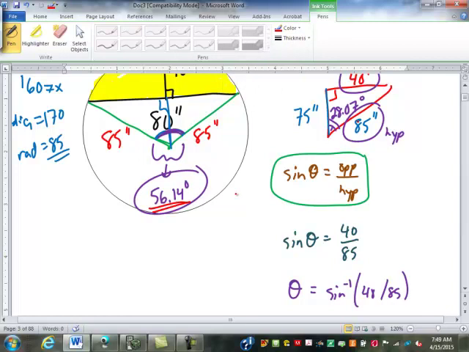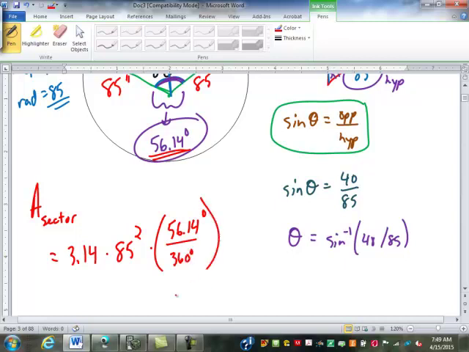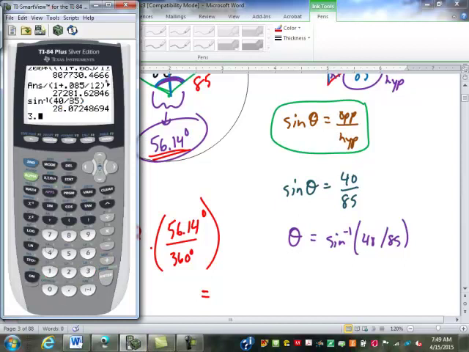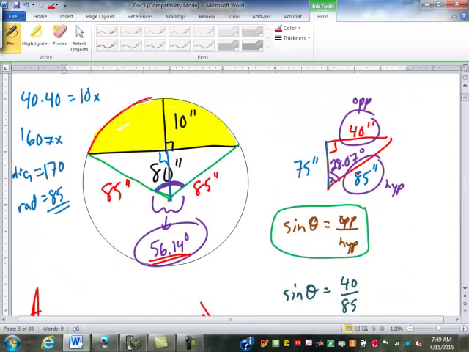So now I know the central angle for my sector. I can find the area of the sector. I do that by finding the area of the whole circle, so pi times radius squared, and then multiplying by that central angle, 56.14 over 360. So pi times radius squared times 56.14 over 360. 3537.83. And since that was in inches, this is in square inches right now. That is the area of the whole sector.